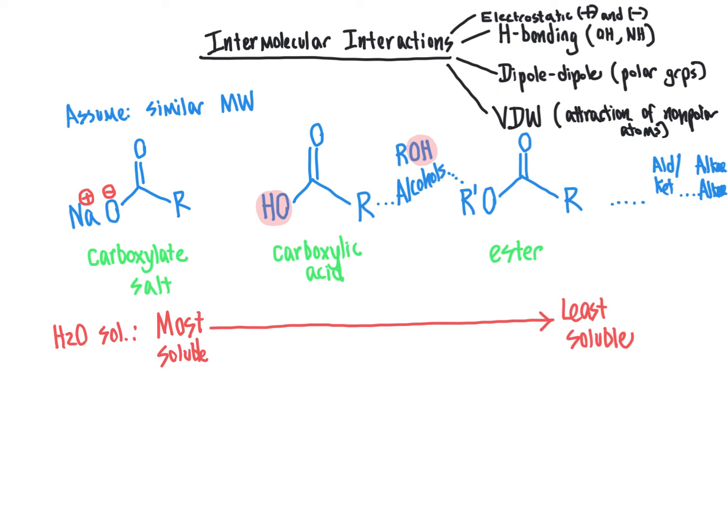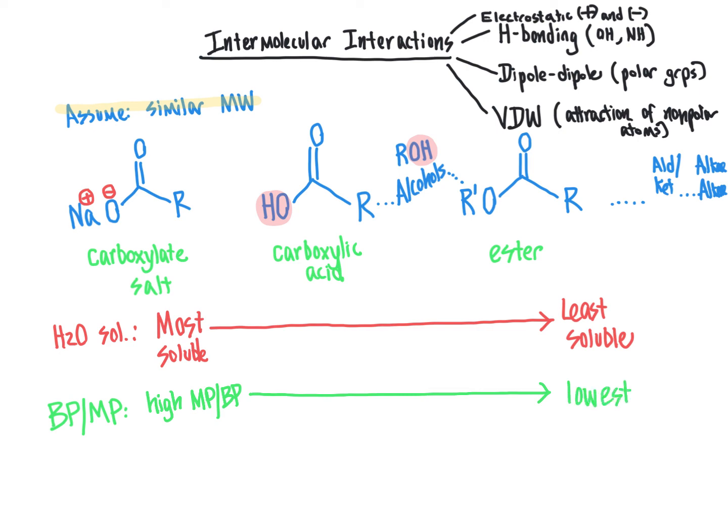Now, as we look instead at boiling point and melting point, which I'll abbreviate as BP and MP here, when looking at boiling point and melting point, if we're comparing molecules that have a similar molecular weight as our prerequisite here, carboxylate salts are going to be the ones of the lineup here that have the highest melting point and boiling point. Carboxylic acids are going to be next, followed by alcohols, followed by esters, followed by aldehydes and ketones, alkenes, and alkanes.